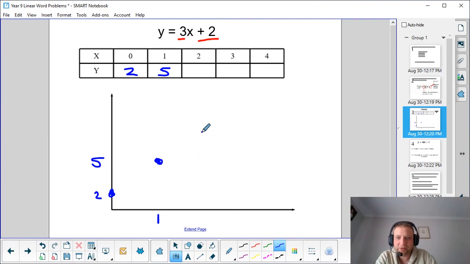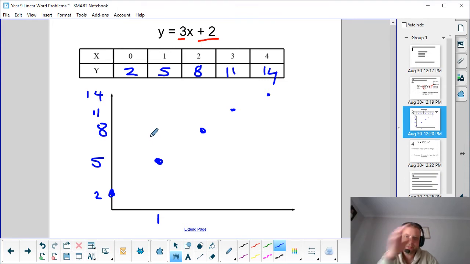So then my next point would be up at 8. My next point's at 11, and my next is at 14. So this point would be at 11. This would be at 14. That's what those two numbers always tell me to do. And I think understanding that is really helpful.